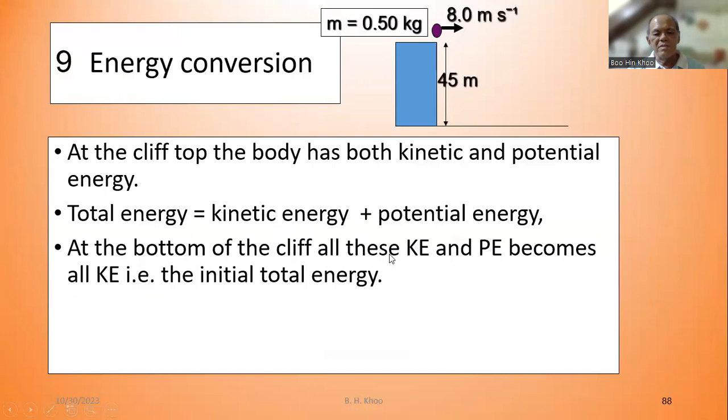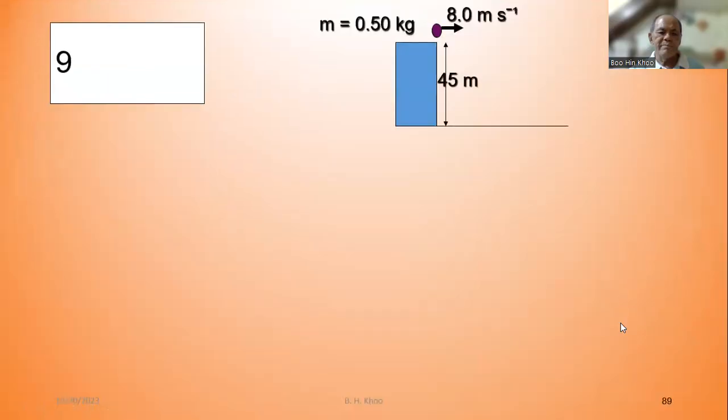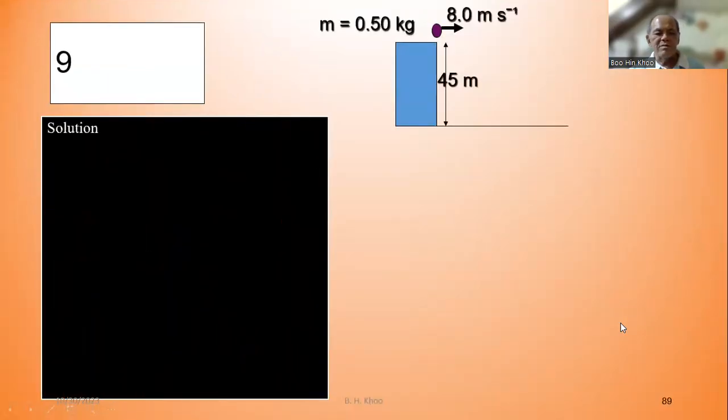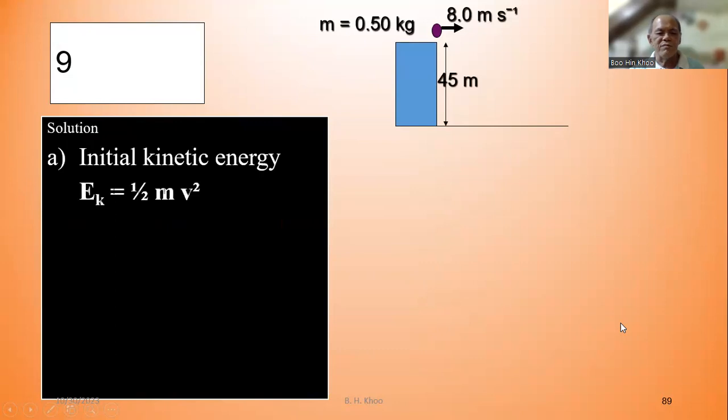at the bottom of the cliff, all this kinetic energy and the potential energy at this point becomes kinetic energy. The total energy initially becomes kinetic energy at this point where it moves down there. Okay, let's calculate one by one. Initial kinetic energy, you should know the formula, half mv squared. Cambridge is very kind. Usually it is from simple to more and more difficult questions to build up your confidence. That's the mass, v squared.